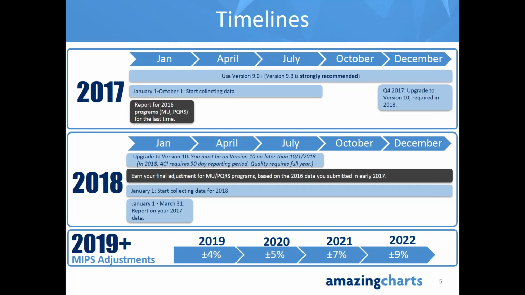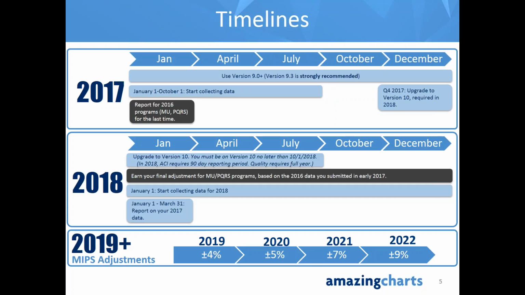You can stay on your Amazing Charts 2014 certified version for all of 2017. We will be offering a new version of Amazing Charts, referred to as version 10, late this year, which will be ONC 2015 certified. But you do not need that version in 2017. And we apologize for throwing all these different dates at you repeatedly, but that's the way CMS decided to name their versioning, which adds a little bit more complexity.